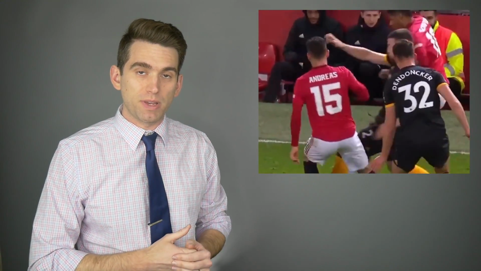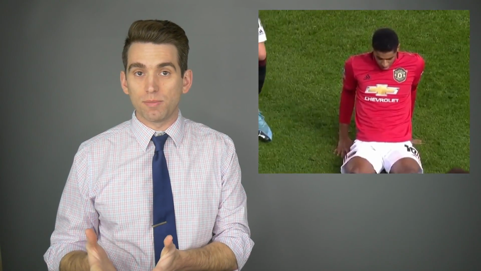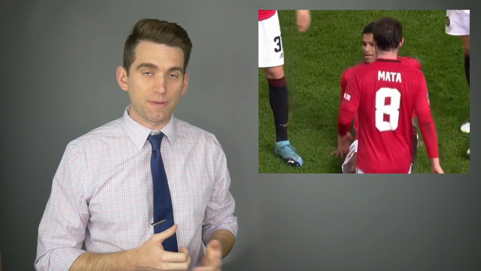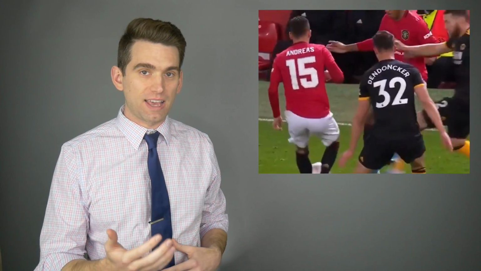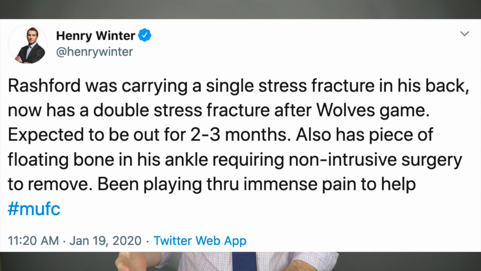We saw Rashford attempt to play against Wolves earlier in the week for Man United before quickly having to be subbed off after re-aggravating his injury. As he goes in here, we can see him get hit and then twist with his low back, ultimately holding onto that low back and then having to leave the pitch. Henry Winter reported that Rashford had been dealing with a single stress fracture in his low back and now has a double stress fracture and is going to be out for potentially around 3 months.